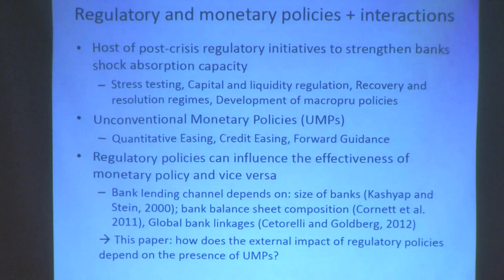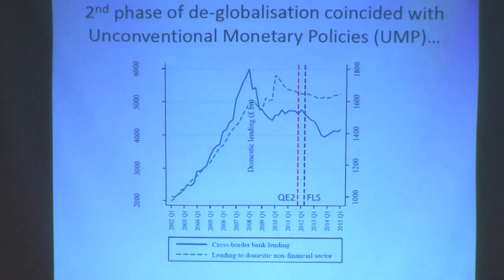And in order to do so, we focus on this second phase of banking deglobalization, which has coincided with the introduction of unconventional monetary policies in the UK. So QE was introduced first in 2009, shortly after the crisis, but it was expanded at the end of 2011 and again in early 2012, just before the Funding for Lending Scheme, the FLS, was introduced in the UK in July 2012. I will say more about what the FLS is, but essentially it's a policy that was used to incentivize lending to UK households and PNFCs.